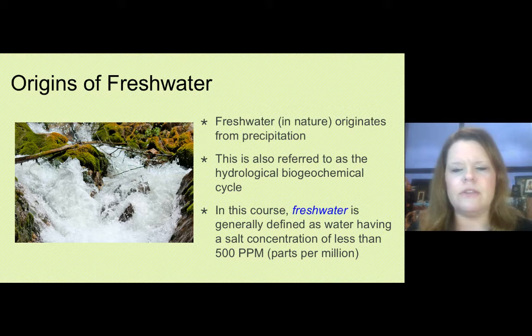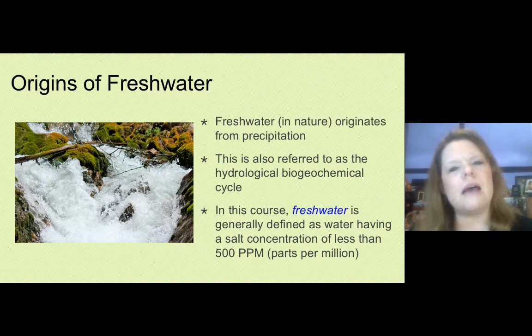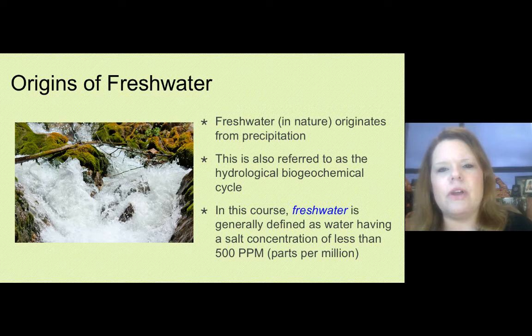That's what's happening here. So in this course, freshwater is generally defined as water having a salt concentration of less than 500 parts per million, ppm. Reality is when I worked for the Brazos River Authority and was doing water quality monitoring, freshwater was less than 2 parts per million. So there is an actual threshold in which you can get to salt water, and we'll talk about that later.